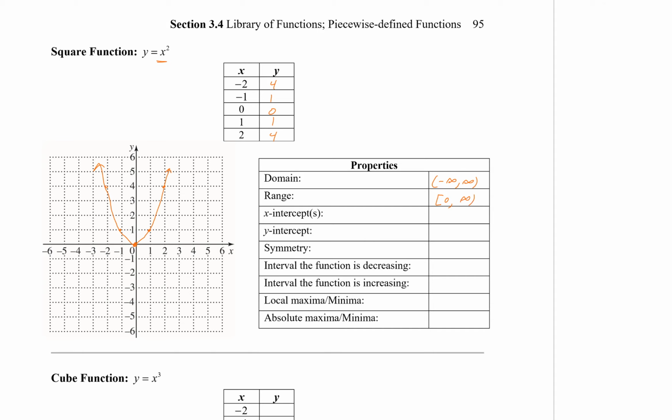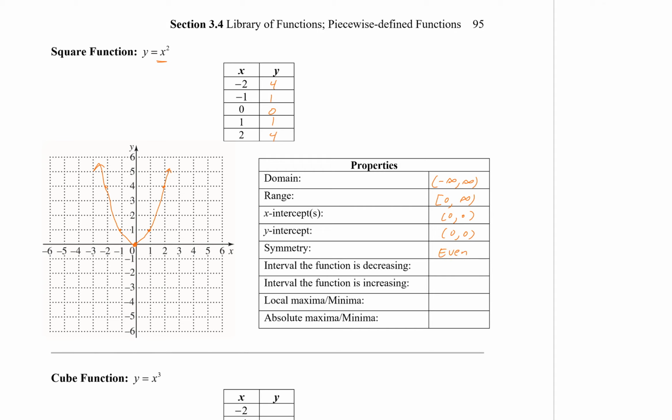The vertex is just that point where it starts, right? You can think of it as like the center of the u, or the bottom of the u, whatever. The x-intercept and y-intercept happen to both be the same. It happens to be the origin, so we're going to just go ahead and write that. It does have symmetry. It's an even function, okay?